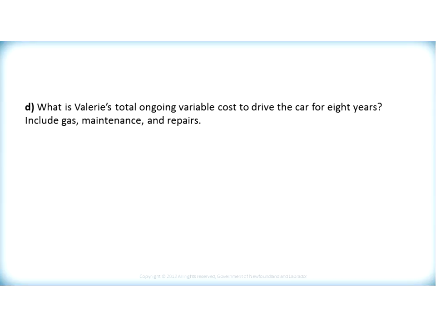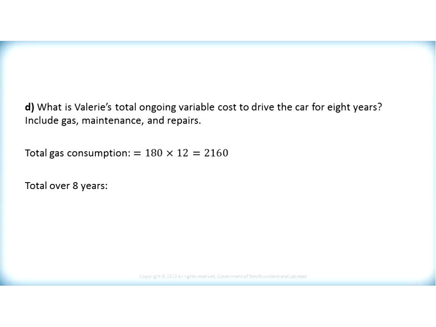So what is Valerie's total ongoing variable cost to drive the car for 8 years? Include gas, maintenance, and repairs. So the first thing we need to know is we know how much she spends per month, roughly, about $180 on gas. To determine how much she's going to spend per year then on gas, we have to multiply the monthly amount by the number of months, 180 times 12. And this means that she's going to consume about $2,160 per year on gas.